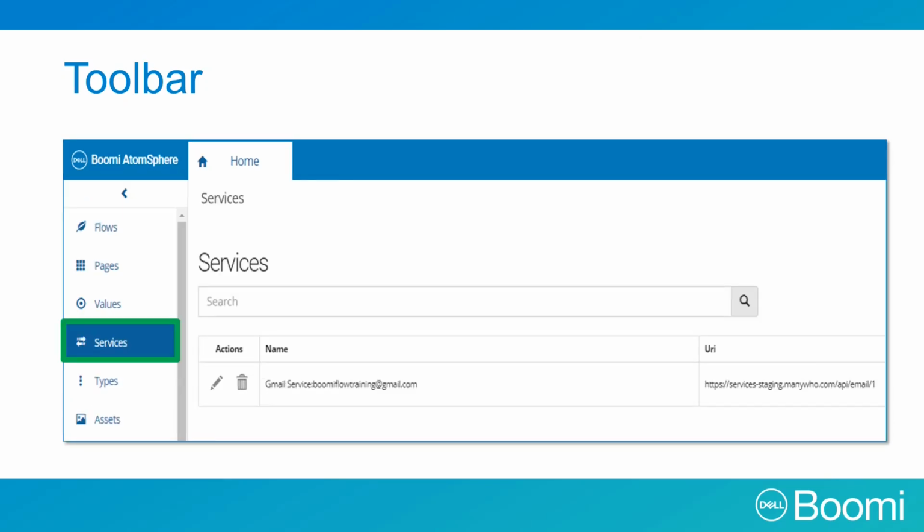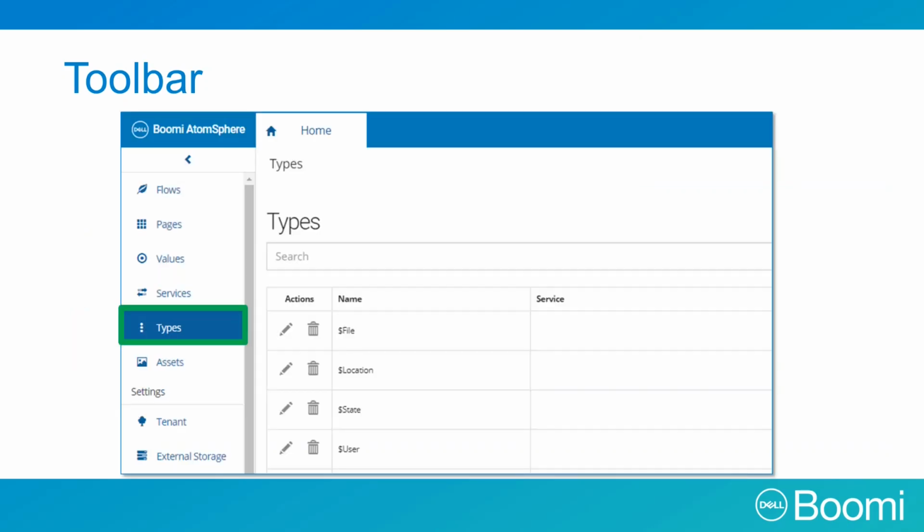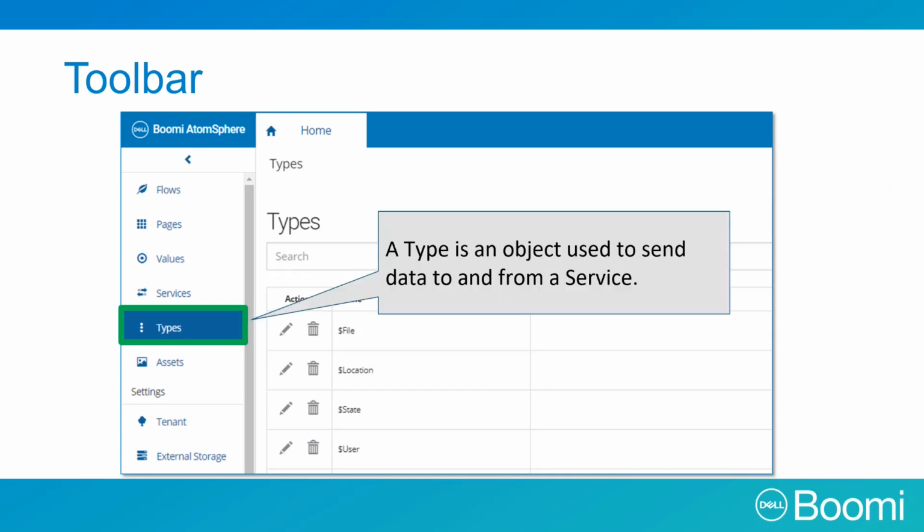The Services icon takes you to the Services screen, where we are able to install a service. Services allow the user to extend or integrate the BoomiFlow platform with third-party applications. The Type screen is where we are able to create a new type. A type is an object used to send data to and from a service. A type uses a predefined structure, i.e., an account, person, or message. We can use types to create representations of real-world objects we are likely to use in our app, and a type can have properties.